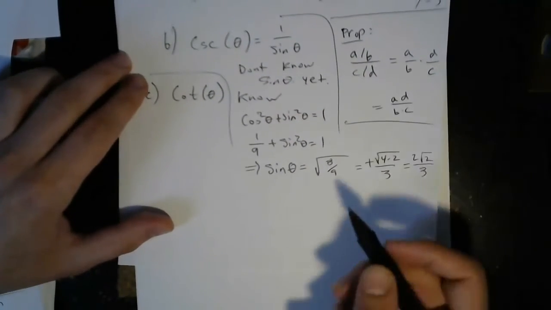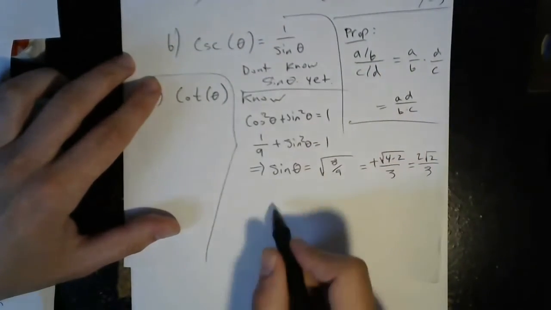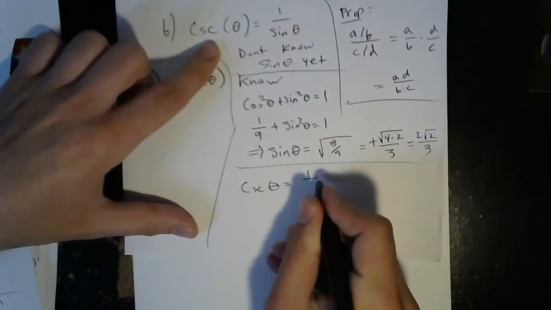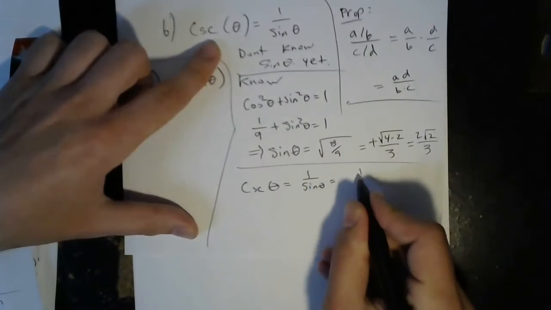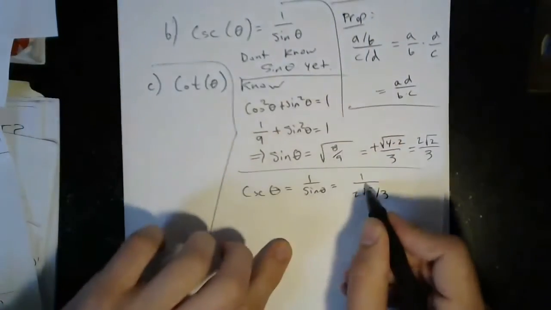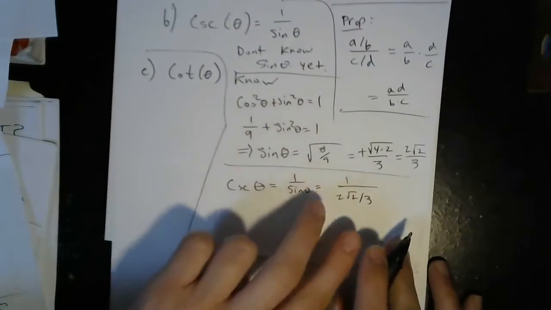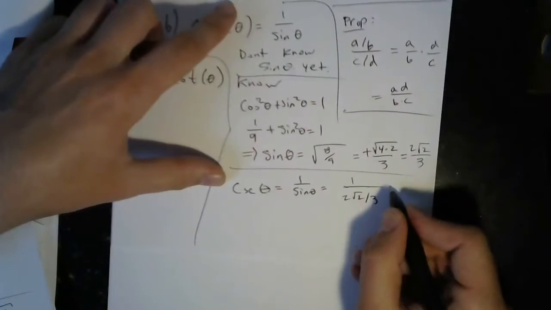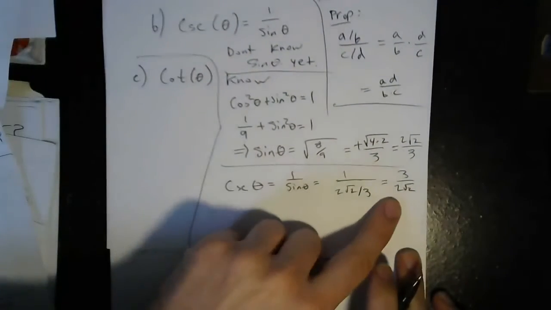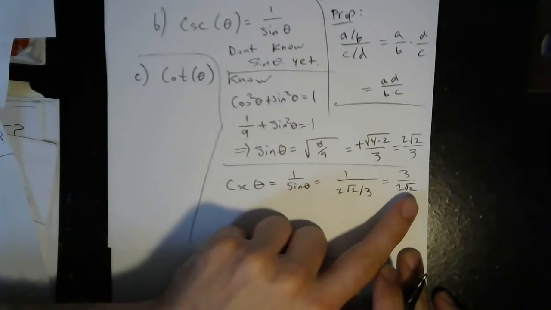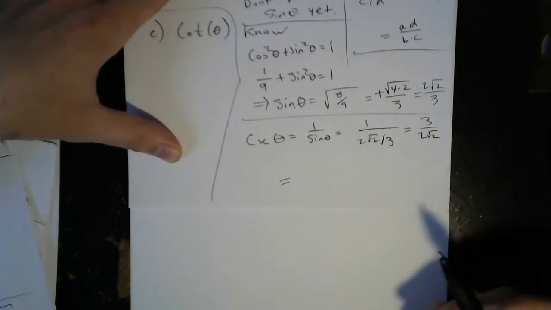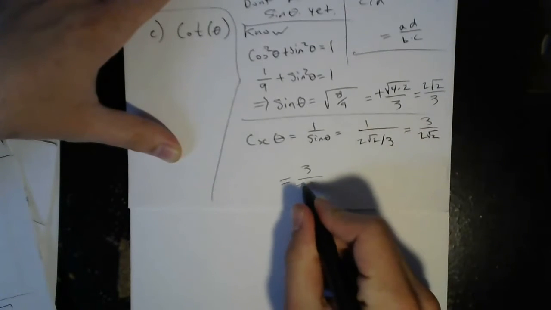And so we have to go back now. Cosecant theta is what we want. Cosecant theta is 1 over sine theta, which is 1 over 2 root 2 over 3, a fraction of a fraction. The bottom fraction flips. So this is 3 over 2 root 2. Now Wiley would like you to rationalize this, so we don't want any square roots in the denominator. So we multiply by root 2 over root 2, which is the same as multiplying by 1, doesn't change anything.